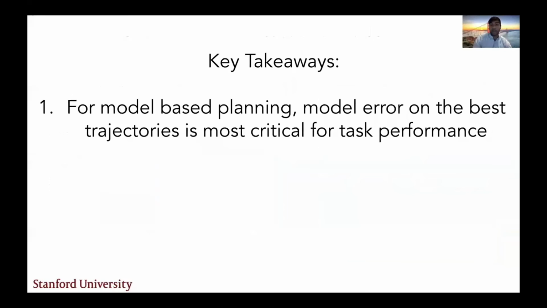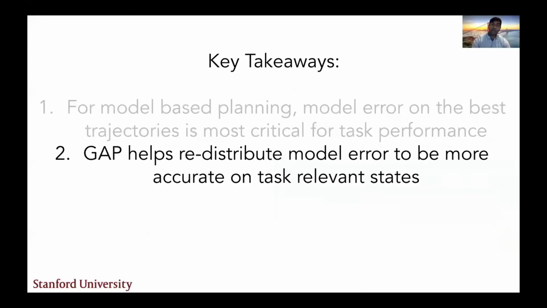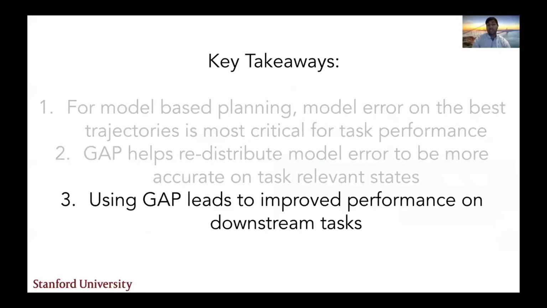The key takeaways are, for model-based planning, model error on the best trajectories is most critical for task performance. GAP helps redistribute model error to be more accurate on task-relevant states, and using GAP leads to improved downstream task performance. Thank you.